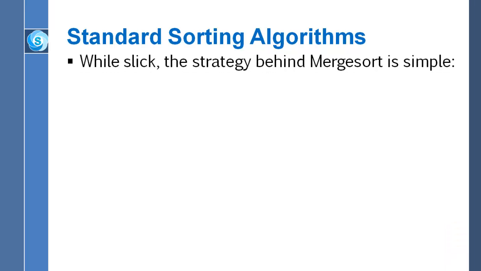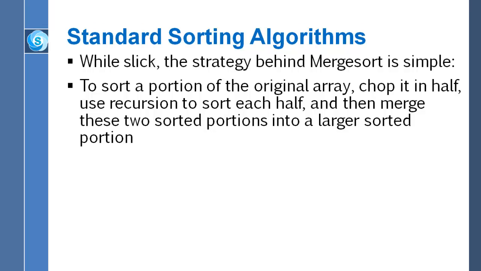Okay, so I've already indicated the strategy for merge sort, but here we go again. With recursive thinking, it's a simple idea. Take an array, chop it in half, use recursion on each half, and then somehow merge these two sorted halves together. Okay, well, now that's the part that we haven't discussed yet.